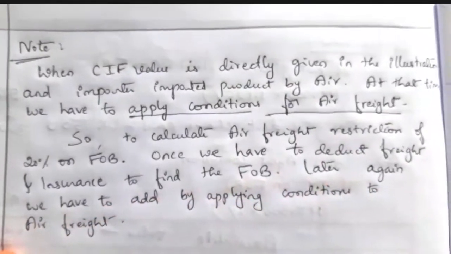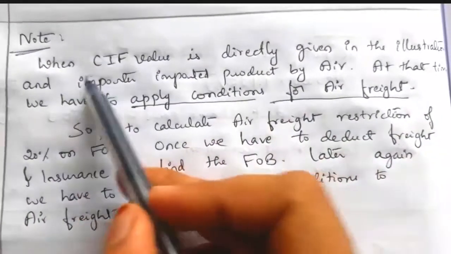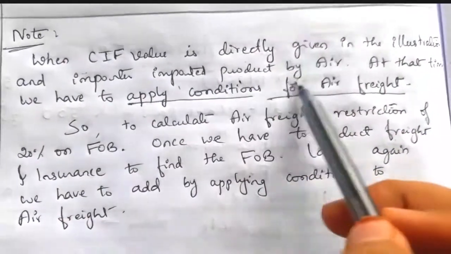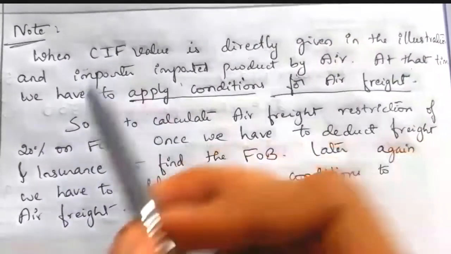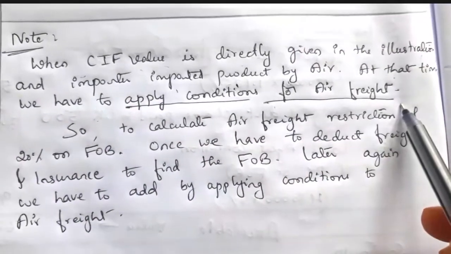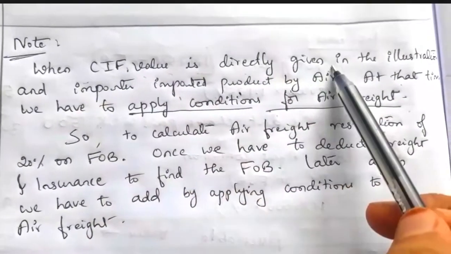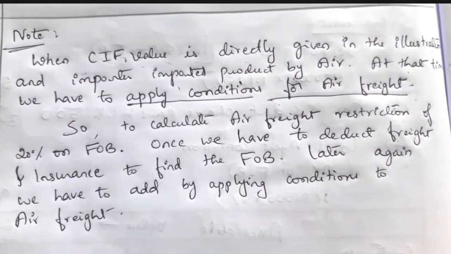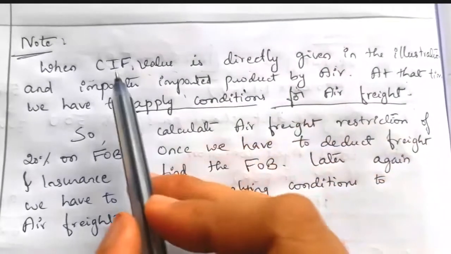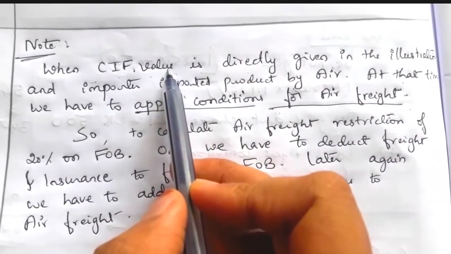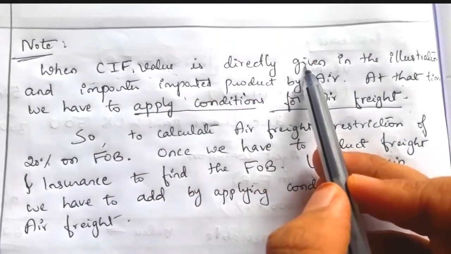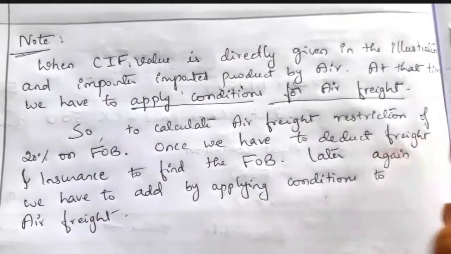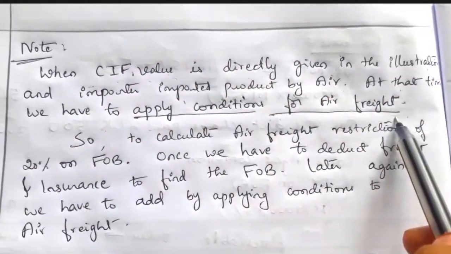So this is about this illustration. Next, write a note for this illustration. So write here: when CIF value is given directly in the illustration and the importer imported the product by air, at that time we have to apply the conditions for air freight. So here CIF value is given, which means they have added the freight and insurance. After adding freight and insurance, they have got the CIF value. Along with that they have given that the importer imported the product by air, so at that time we have to apply conditions for air freight.